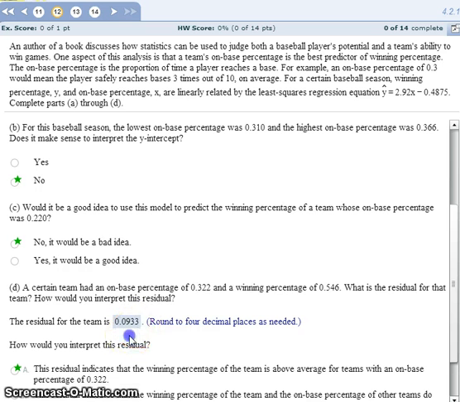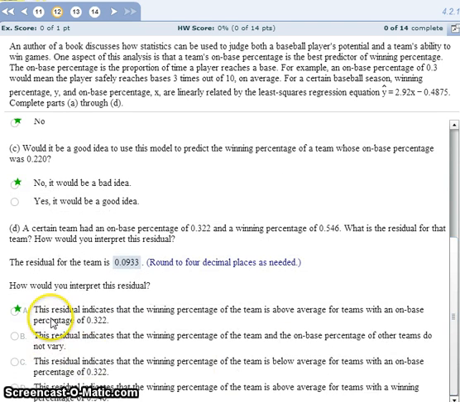So plug that back in. The residual was there, and then interpret it. The residual indicates that the winning percentage of the team is above average. They did better than the prediction. So they're above average for teams with an on-base percentage of 0.322.